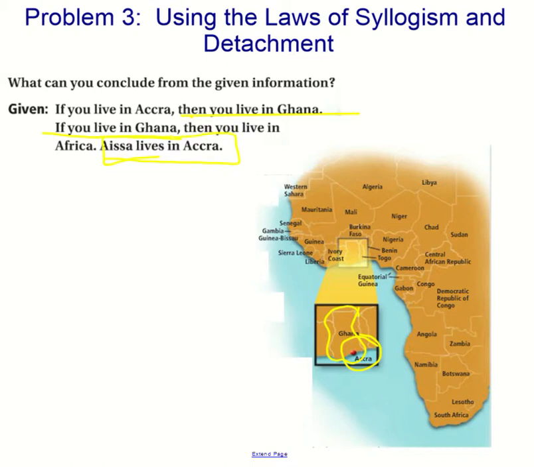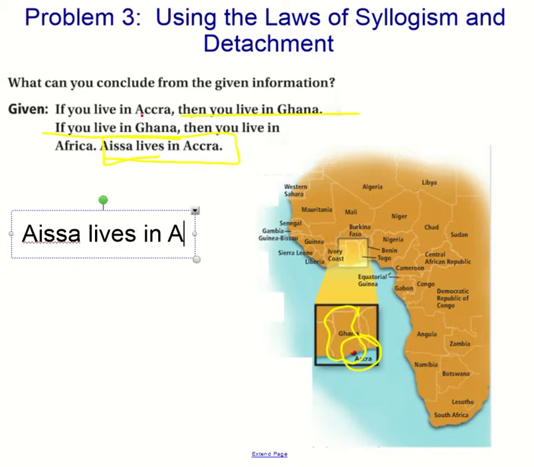And so if we think back to that, okay, if you live in Accra, then you live in Ghana. So we can say that Isa lives in Ghana. And if you live in Ghana, then you live in Africa. So the final statement we can get from this is that Isa lives in Africa. And we can make that through the law of syllogism and detachment.